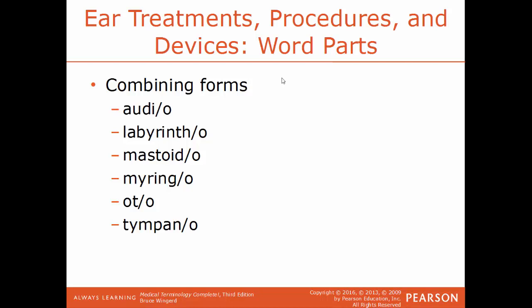And the word parts, we'll start with some combining forms. Audio is a reference to hearing. Labyrintho is a reference to the chambers of the middle and inner ears, the labyrinths. Mastoido is a reference to the mastoid process. Maringo is a reference to the eardrum, or the tympanic membrane. Oto is a reference to the ear. Tympano is a reference to the tympanic membrane, or the eardrum.